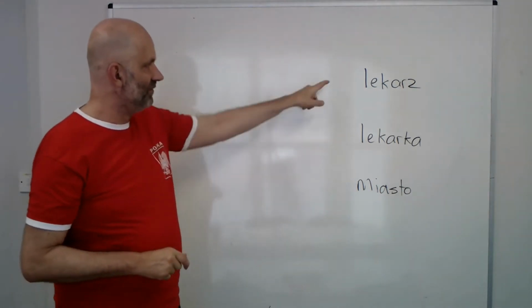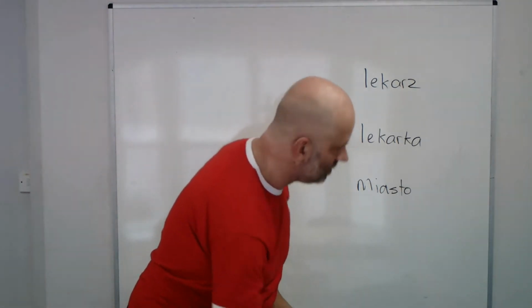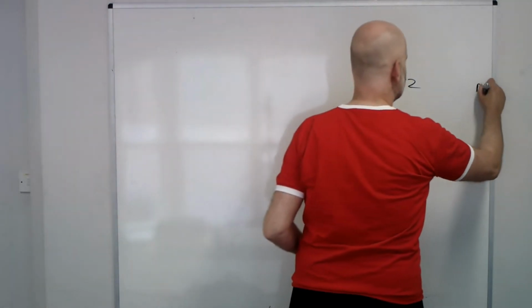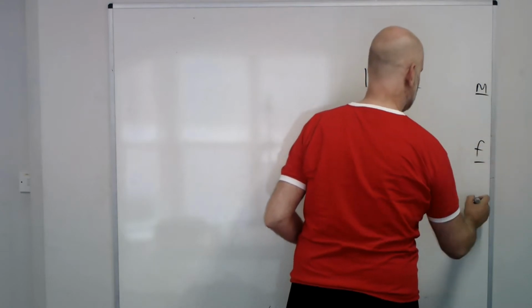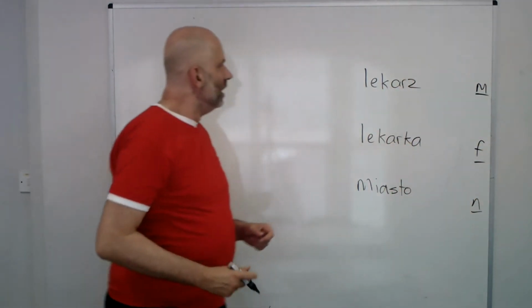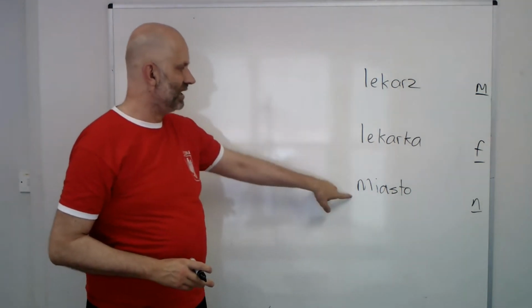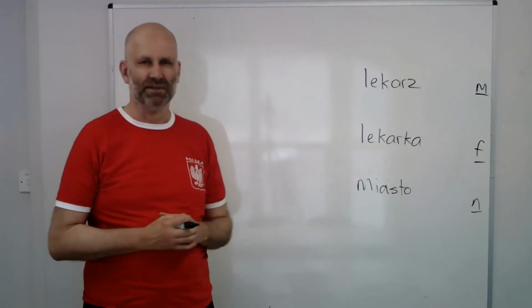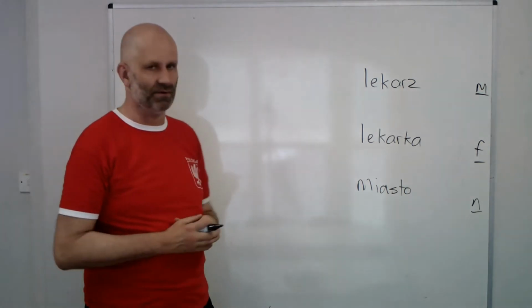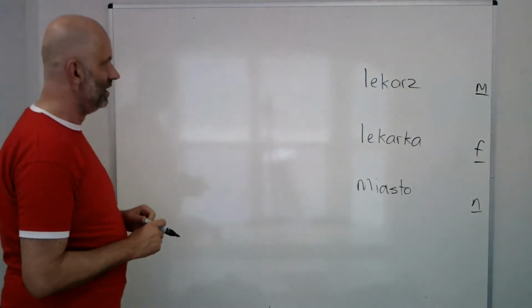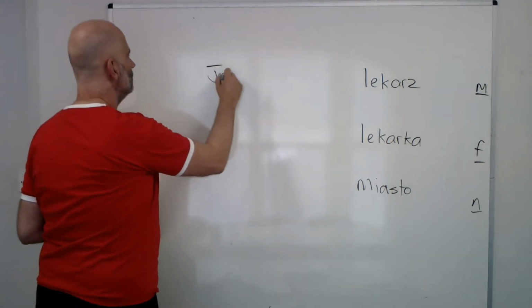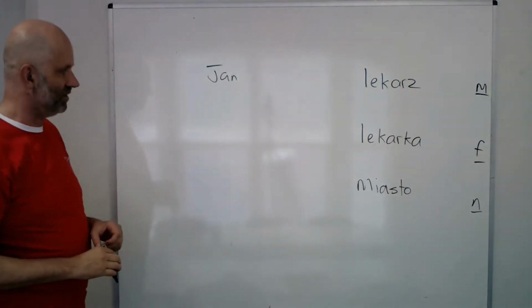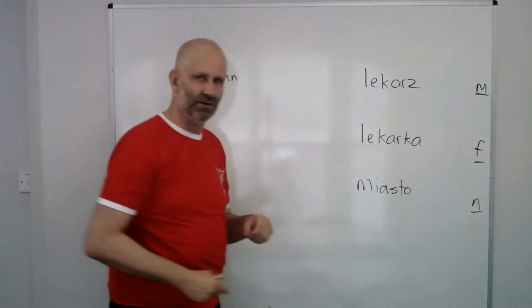So first of all, we've got some singular words here: masculine, feminine, and neuter. So I'm just going to put here M for masculine, F and N. So lekarz, lekarka, miasto. These are the nominative forms of these nouns, the sort of default dictionary forms of the nouns. So lekarz is a male doctor. Lekarka is a female doctor. Miasto is a town or city.